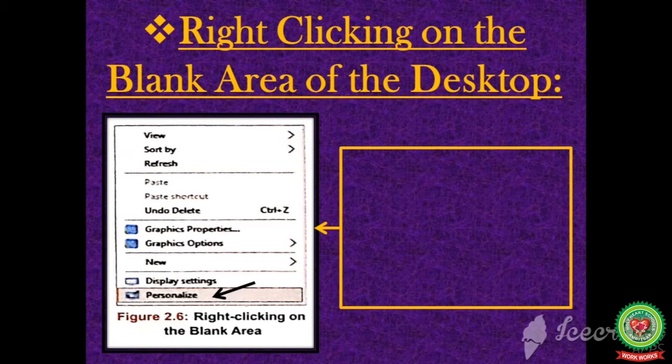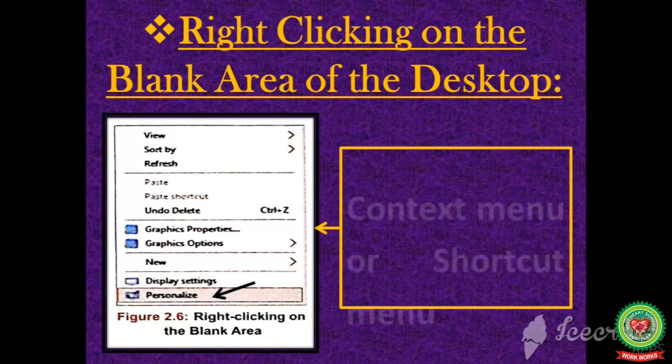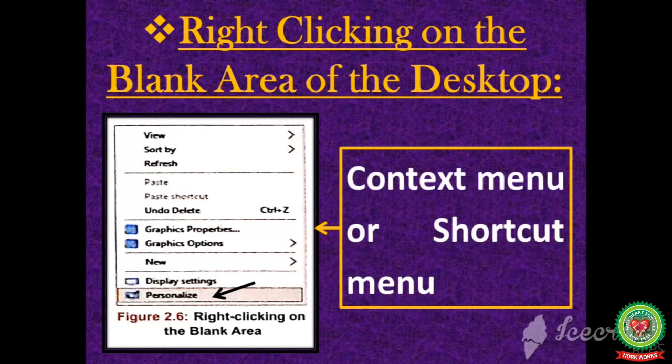When we right click on the blank area of the desktop, then the figure 2.6 appears on the screen, and at the bottom of this screen we are having the personalize option, which is used to change the settings of the desktop according to our requirement. So this pop-up menu is also known as context menu or shortcut menu. So let's do its practical on Windows 10.